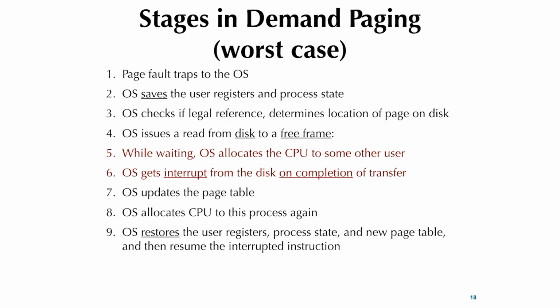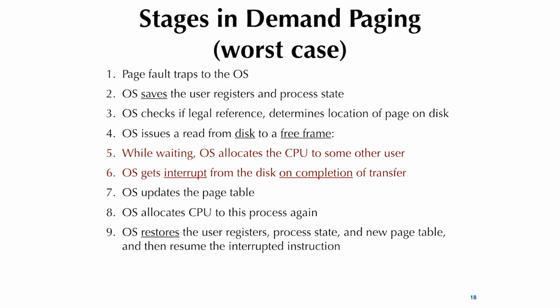Okay, stages in demand paging. The worst case would have to consider all these. So a page fault traps to the OS, which saves the user registers and process state as you'd expect, just like your little threads package has to save these registers, the other process state, and the stack as well. The OS checks if it's an illegal reference. If so, it has to abort. If not, then you can proceed to finding the location on disk.